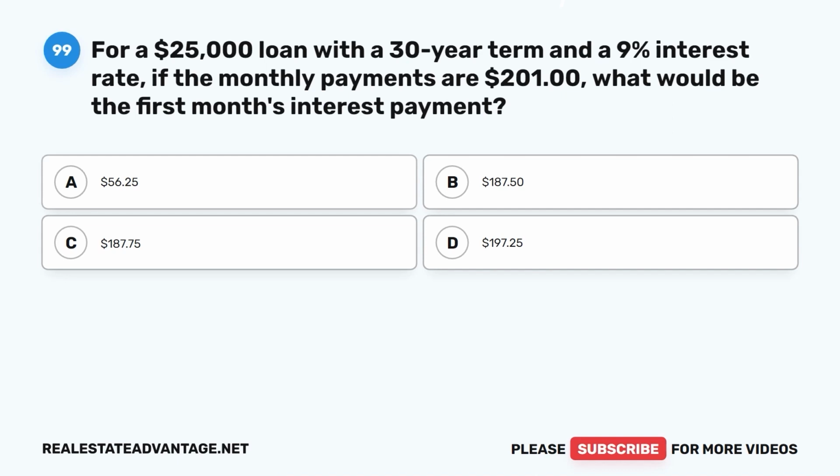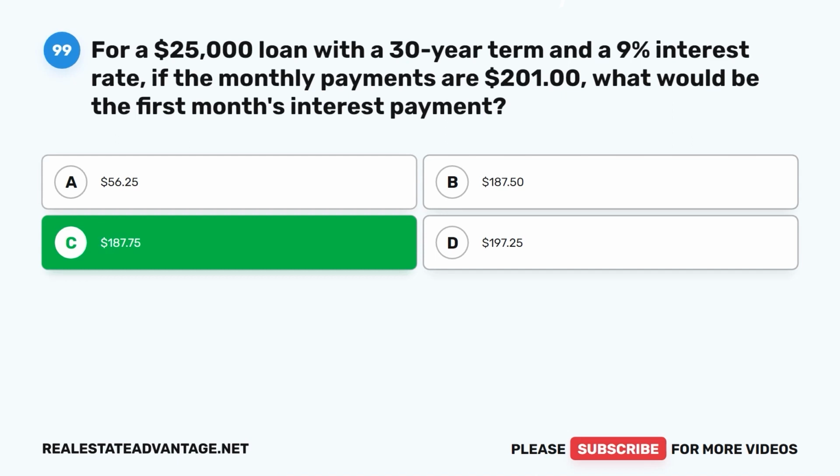Question 99. For a $25,000 loan with a 30-year term and a 9% interest rate, if the monthly payments are $201, what would be the first month's interest payment? A. $56.25. B. $187.50. C. $187.75. D. $197.25. The correct answer is C.